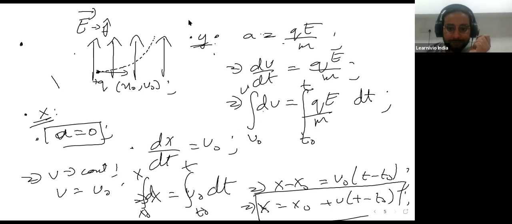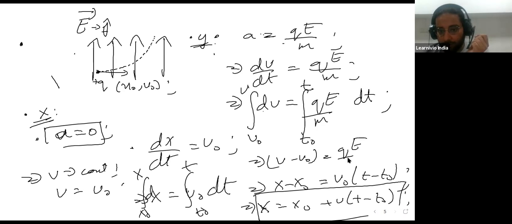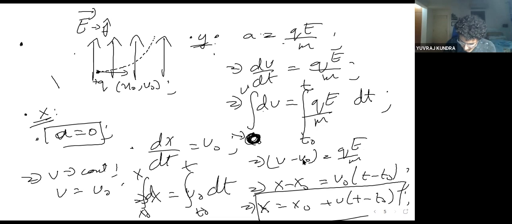Lovely. So this will essentially be V minus V naught equal to qE over m times (t minus t naught). Oh, my V naught is zero. Yes, sorry, this V naught is zero, right? Yes, sir. My initial velocity in the Y direction is zero. So this thing will be zero. Simplified problem.